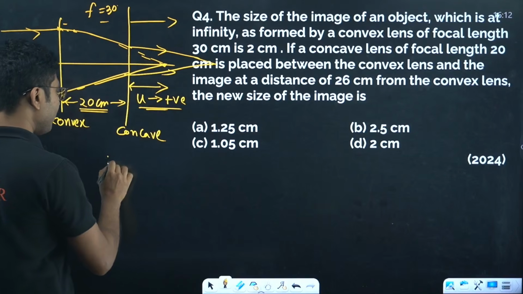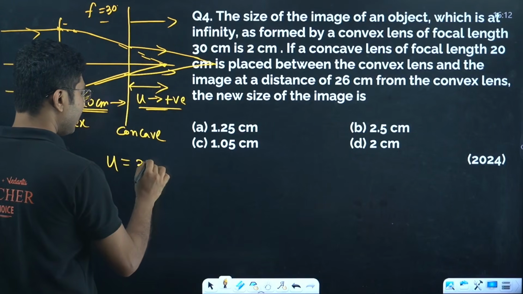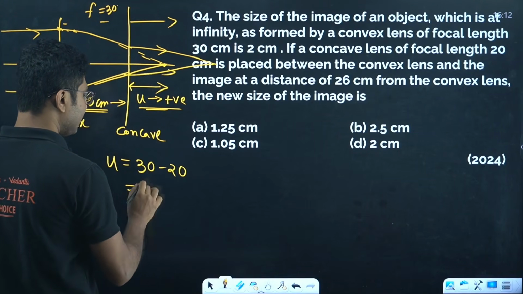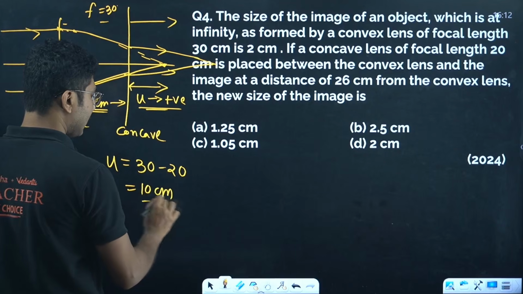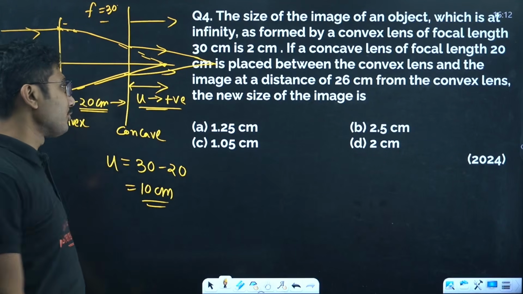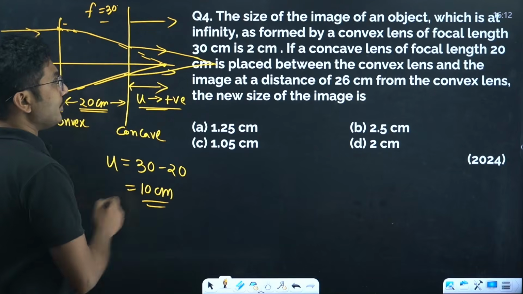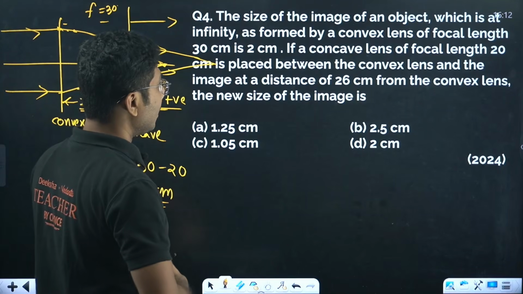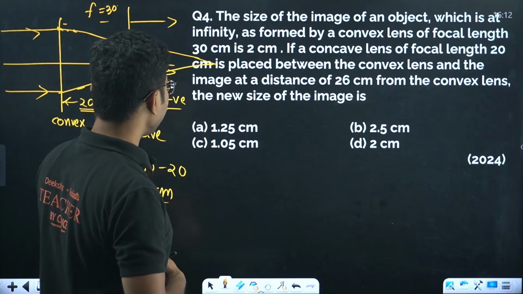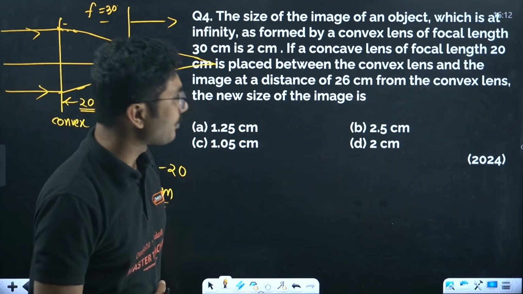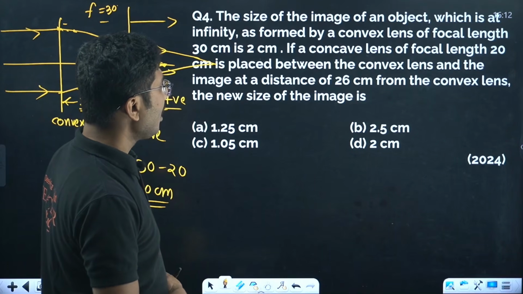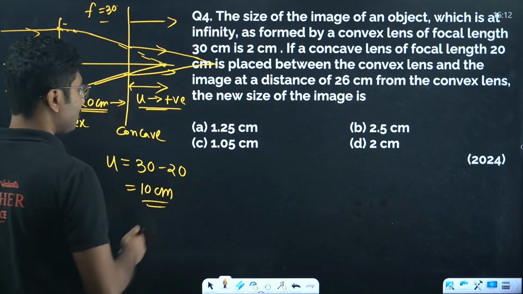What is the value of u here? Value of u is 30 minus 20, which is 10 centimeter. So this is a particular case where u is positive. Now we know the focal length of the lens, and the image at a distance of 26 centimeter from the convex lens. Sorry, small mistake here.